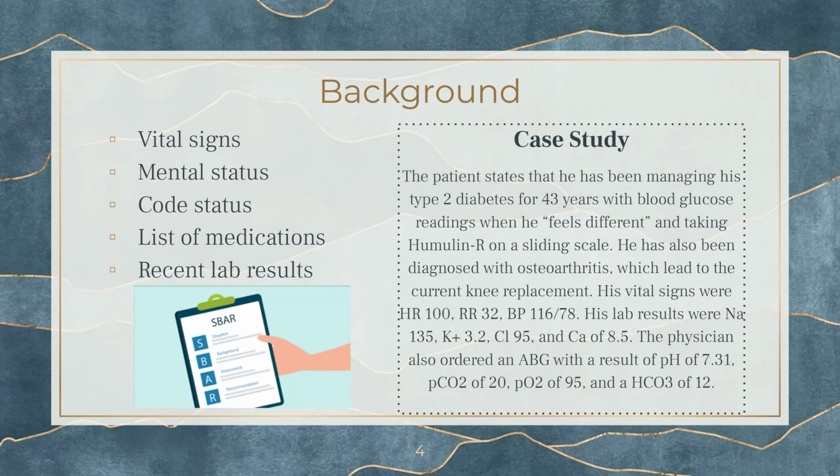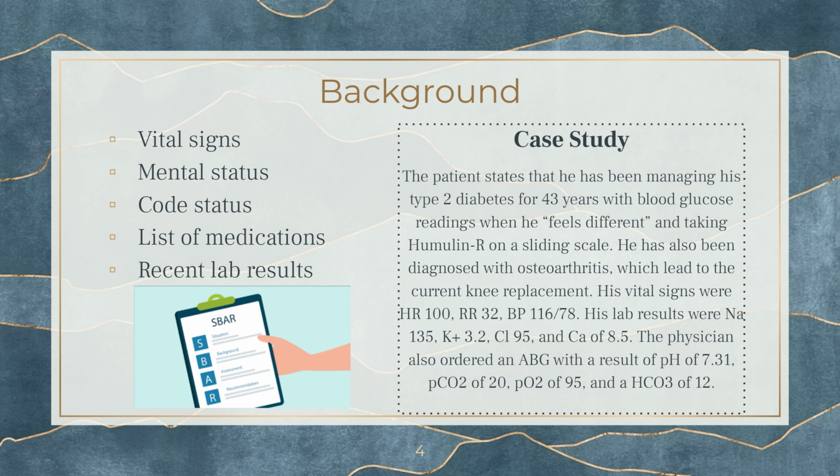Next is the background. This will include any vital signs, mental status, code status, list of medications, and recent lab results. You can also put in some allergies and also medical history. For this case study, it would go like this. The patient states that he has been managing his type 2 diabetes for 43 years with blood glucose readings when he feels different and taking Humulin R on a sliding scale. He has also been diagnosed with osteoarthritis, which has led to the current knee replacement.